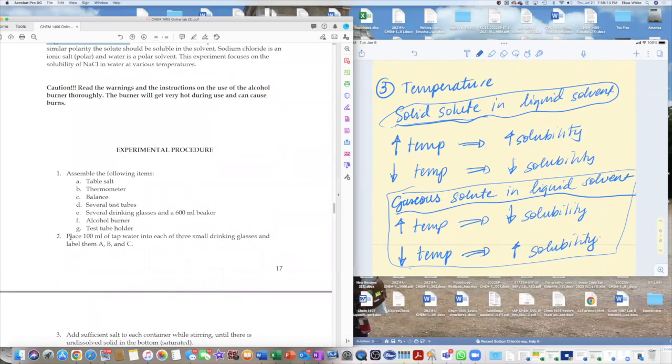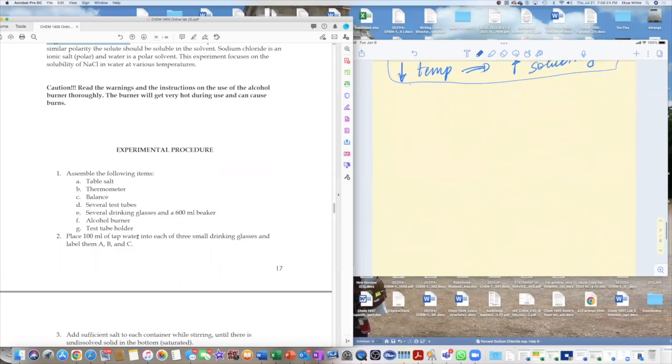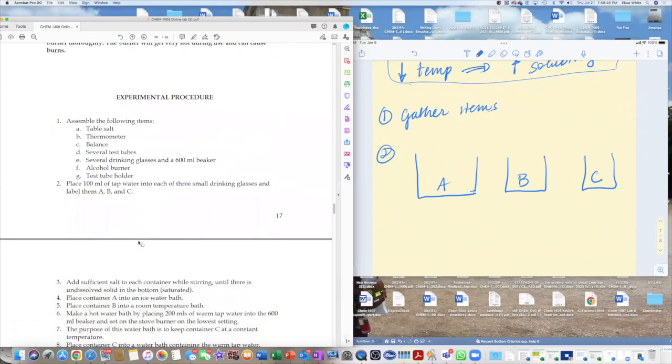And so we're told here, place 100 milliliters of tap water into each of 3 small drinking glasses and label them A, B, C. So I'm going to draw a mock diagram of all of these, right? So direction number 1, I'll just say gather items. Direction number 2, we have drinking glasses and they're labeled A, B, C. Imagine they're the same size. I don't know why they're getting smaller. I think I'm becoming aware I'm running out of space.